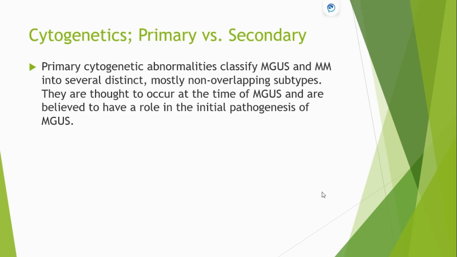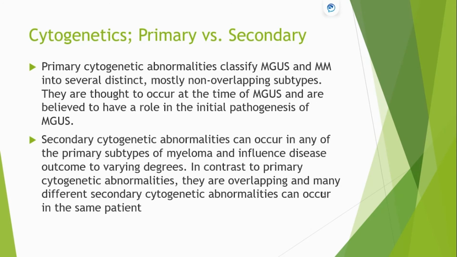They are thought to occur at the time of the MGUS and are believed to have a role in the initial pathogenesis of MGUS because they are primary events there. The secondary ones can occur in any of the primary subtypes of myeloma, and can influence the outcome of the disease. On the contrary, with the primary cytogenetic abnormalities, they are overlapping, and many different secondary cytogenetic abnormalities can occur in the same patient.